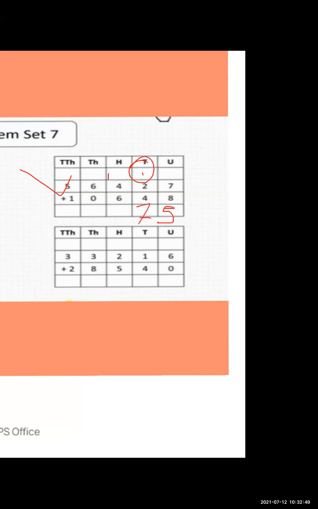Now 4 plus 6? 10. So 1 I will give to the 6 and 0 I will write here. Okay. 6 plus 0 is 6, and 1 we have taken. So 6 plus 1 is 7. Okay. Now next, 5 plus 1? 6. Okay. So this is your answer.